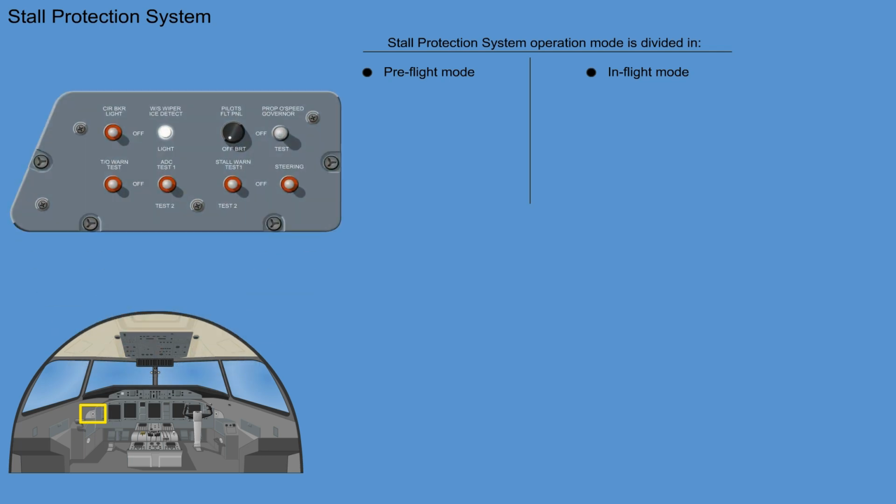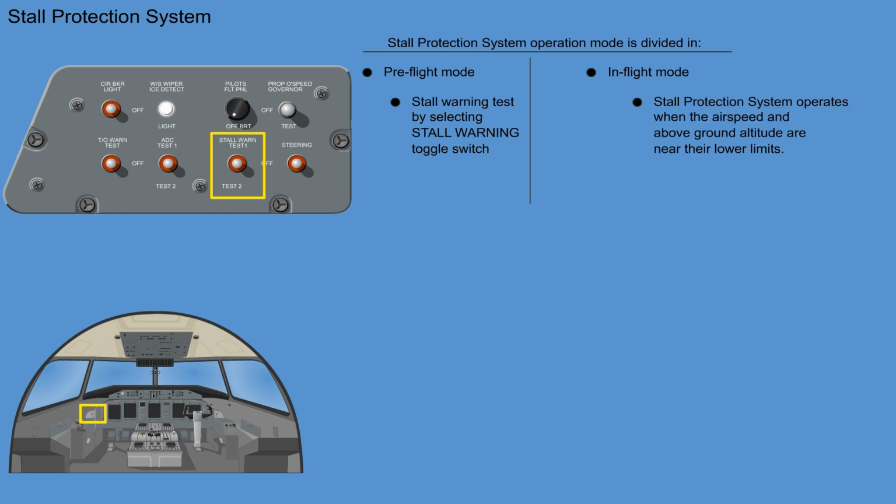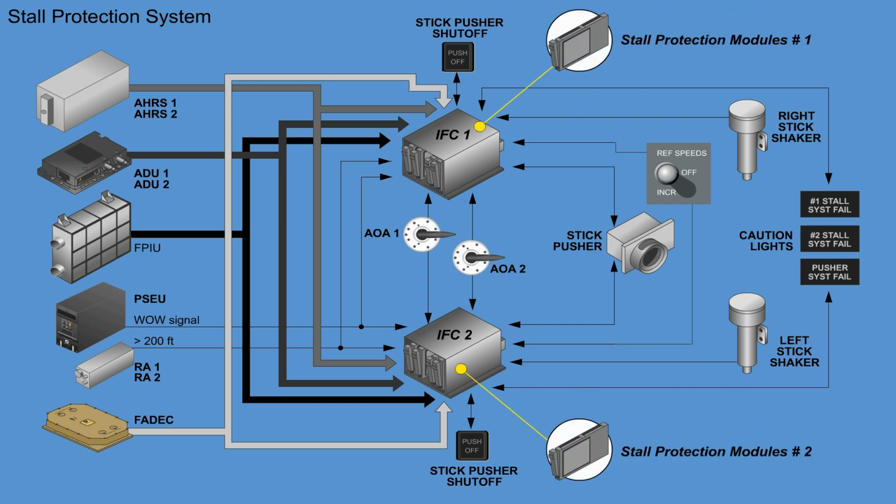In the pre-flight mode, the stall warning system can be tested by selecting the stall warning toggle switch located on the pilot side console. In the in-flight operational mode, the stall protection system operates when the airspeed and above ground altitude are near their lower limits. The stall protection system, controlled and operated by the stall protection modules number 1 and number 2, use the following parameters to calculate when the aircraft is near a stall condition.